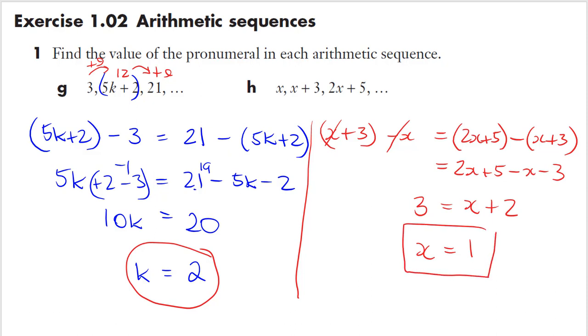Again, we could go back and substitute 1 in here and just see that it is an arithmetic series. So that would be 1. 1 plus 3 is 4. 2 lots of 1 plus, and you can see there it's an arithmetic sequence with a common difference of 3.